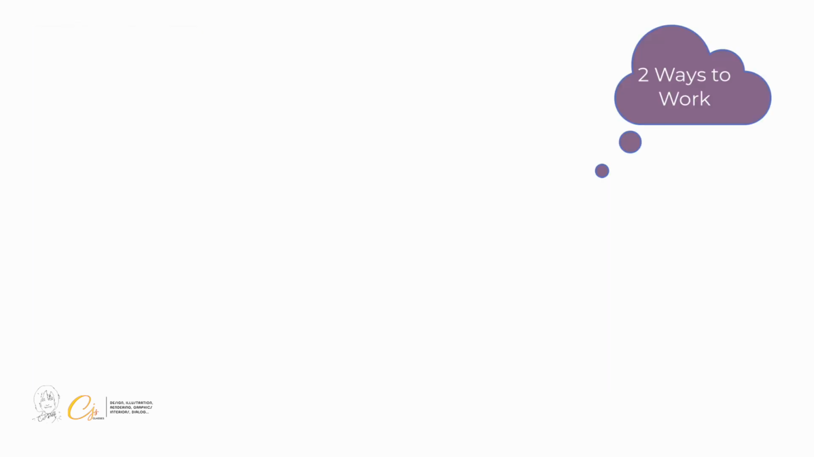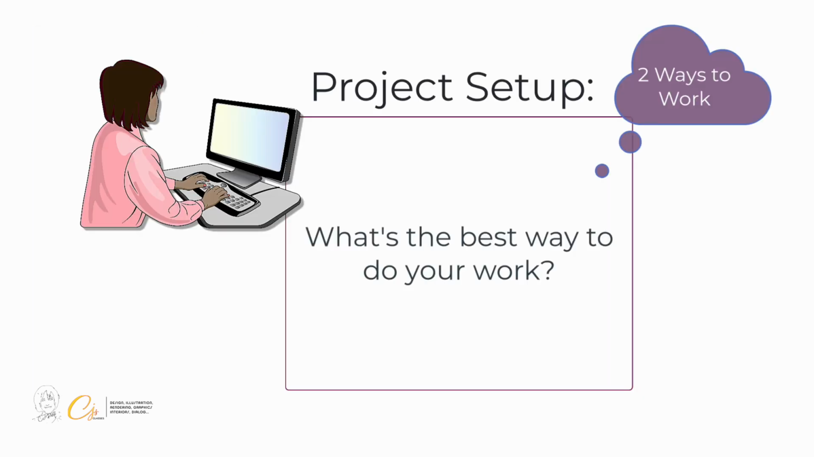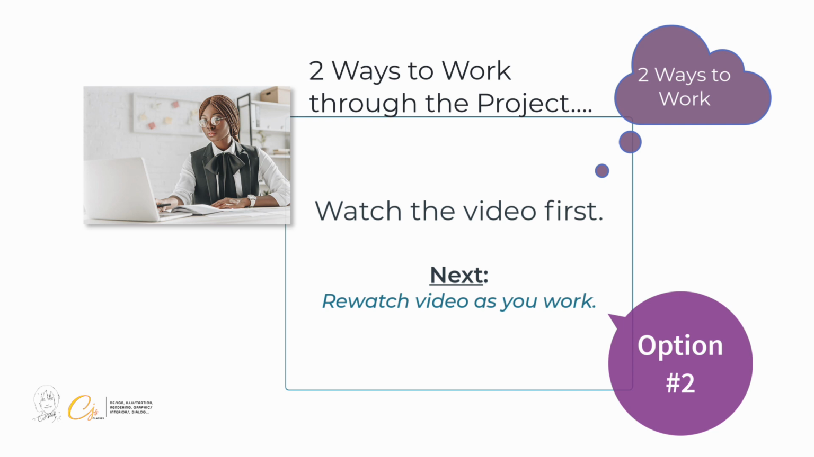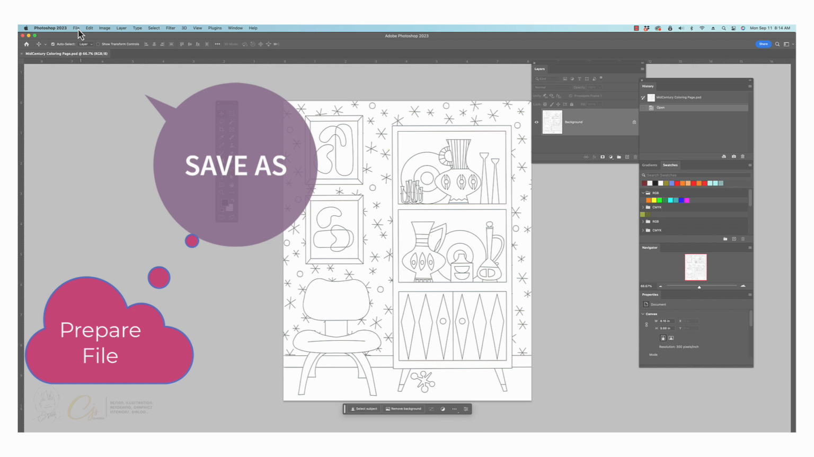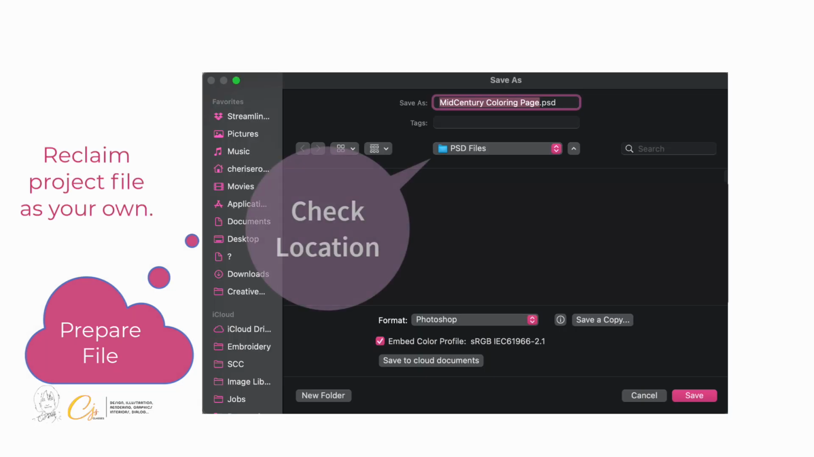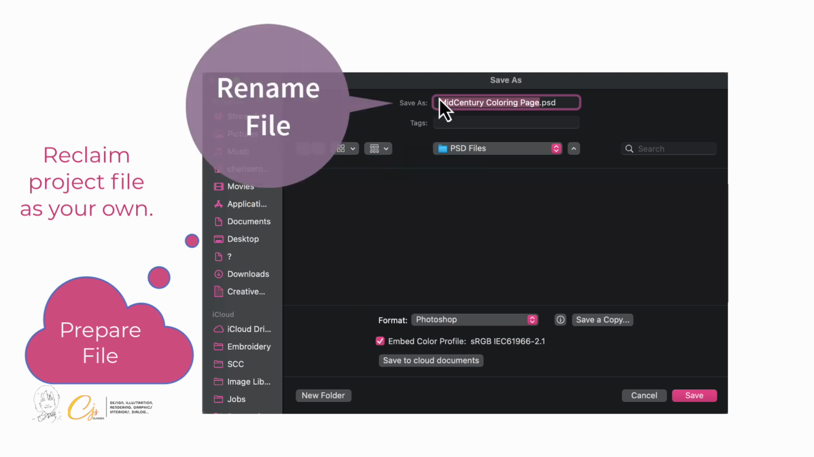Let's get started. There are 2 ways for you to proceed through the project. Either work alongside with me, or watch the entire video first, and then re-watch the video as you work. Reclaim this project from the beginning as your own by going to the File pull-down menu to Save As. Be sure you're working from your computer's hard drive in a designated folder for the project. The file format should be Photoshop. Embed your color profile and rename your file as your last name_MC1. That stands for Mid-Century Modern Part 1.